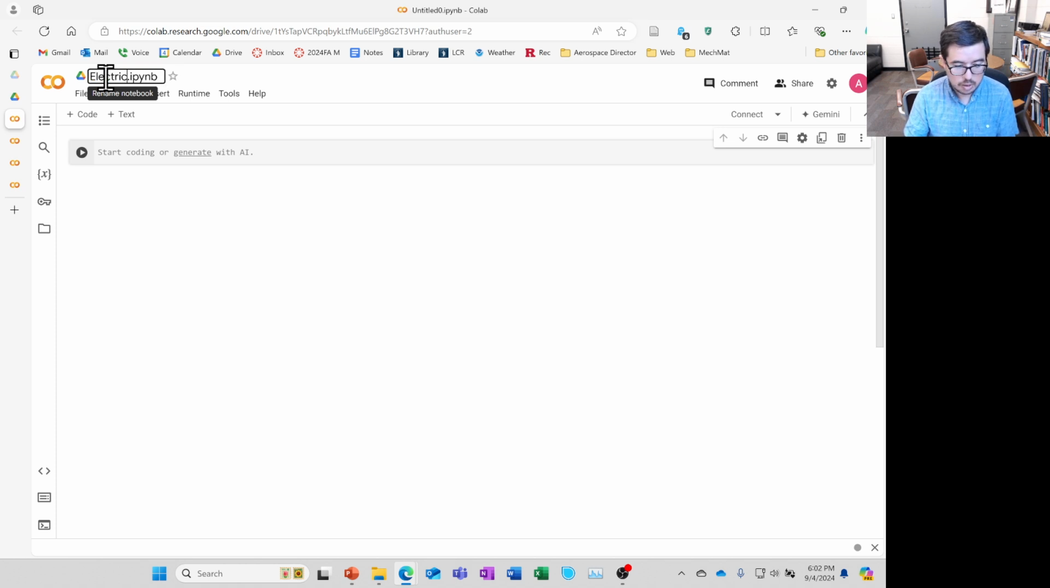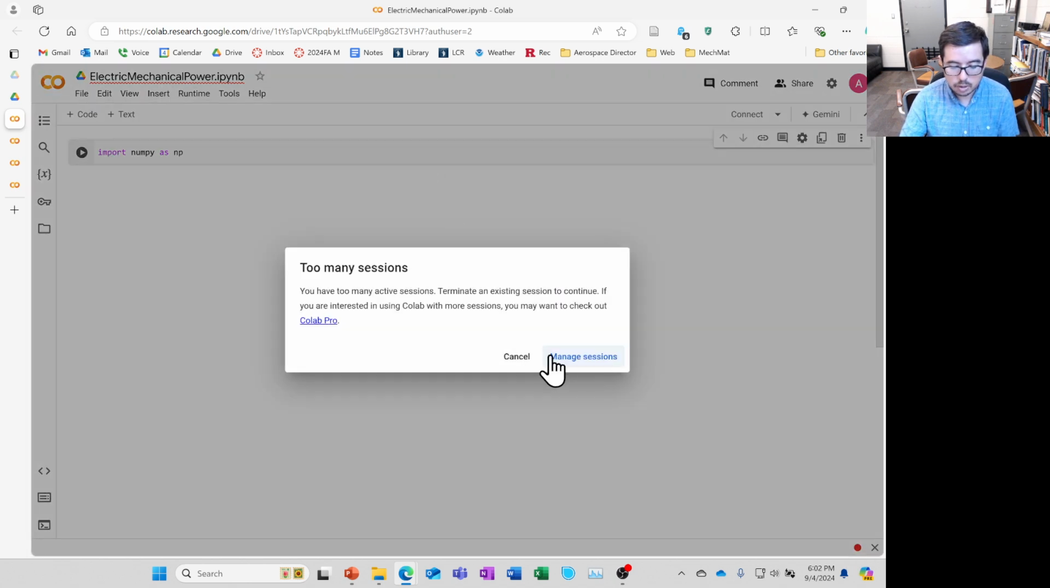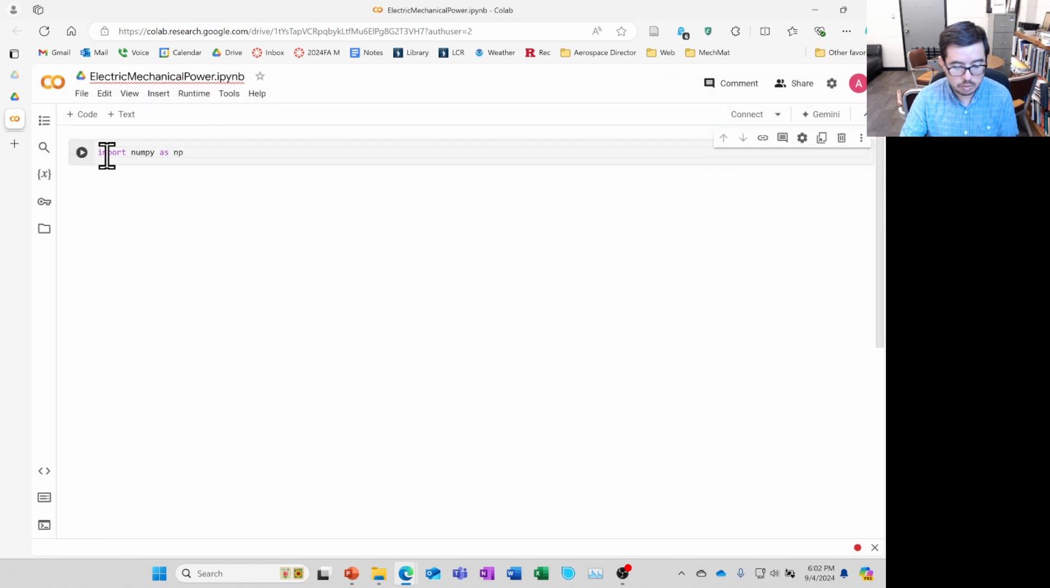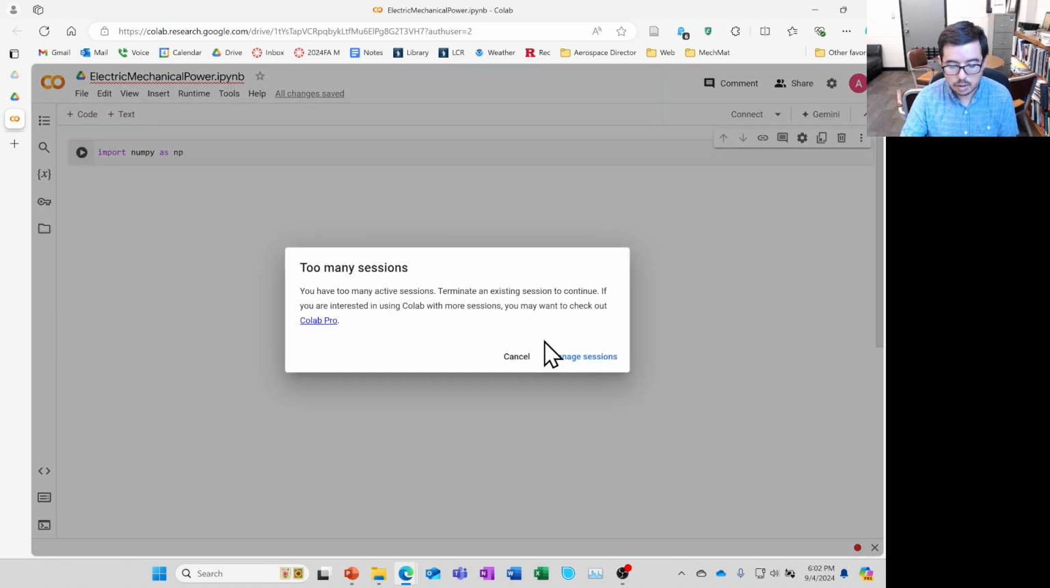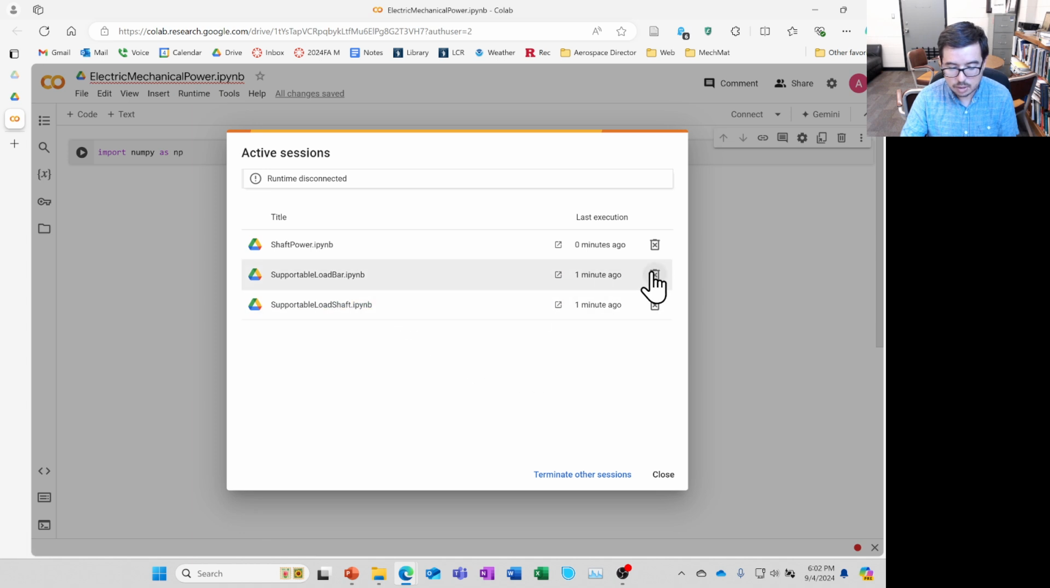electric mechanical power. All right, and we'll do import numpy as np, and we can run it by pressing that button, or, oh, I have too many sessions. Okay, I guess because we're using the free Colab, let's go ahead and close these other ones. That's fine. We'll try it now. Hopefully it will go ahead. Okay, fine. Manage sessions. Yeah, we can close these other ones like this. Okay, that's fine.